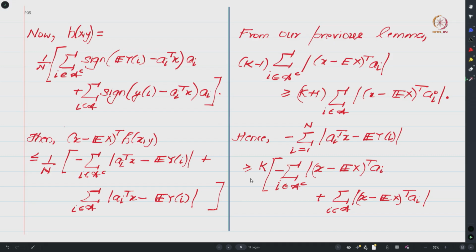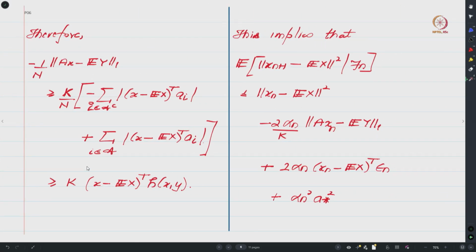And one can now see that this expression that you have, okay, this expression that you have is precisely what you have over here, right. And if I multiply by 1 over n on both sides, one can see that I will end up with minus 1 over n, right, and k over n, right, and whatever is this expression, and as I told you, this expression is precisely x minus expected value of x transpose h of x comma y.